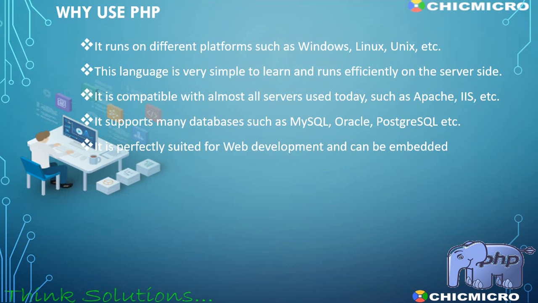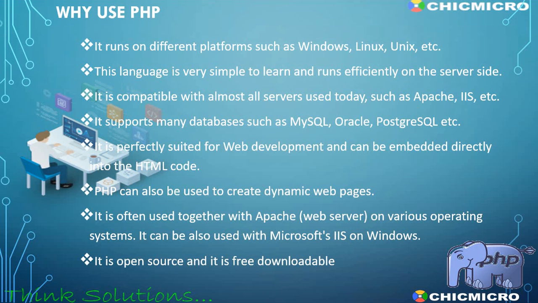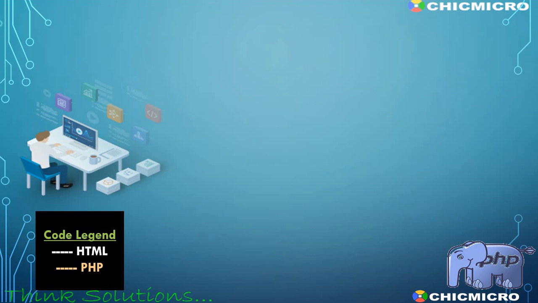It is perfectly suited for web development and can be embedded directly into the HTML code. We're going to be doing all these things a few times. It is used together with Apache web server. That's what PHP is actually used with on various operating systems. We can use it with Microsoft's IIS on Windows. Now, PHP is open source. That means it's free to download, free to get. That's open source.